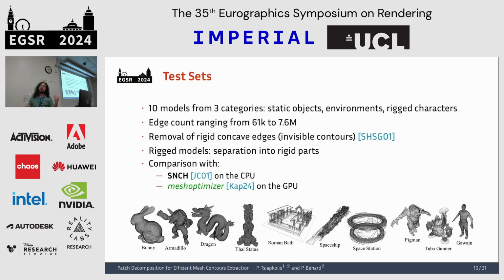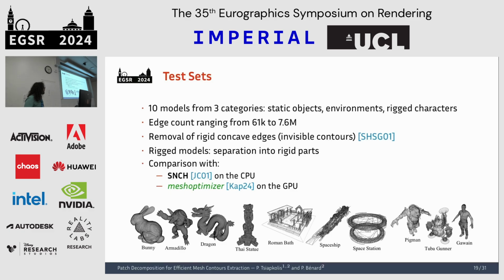We wanted to test this and to find out if it was actually useful in practice. So we did tests on 10 models in 3 categories. We have static objects, the first 4 ones, we have environments, and we have rigged characters. The edge counts change between 60K to 7.5 million for the statue. We also remove the rigid concave edges because we are going to compute only the visible contours. So that's a previous result.